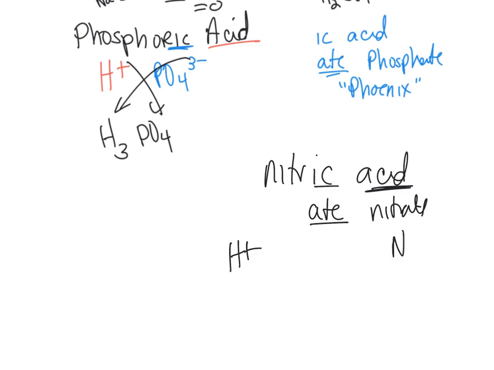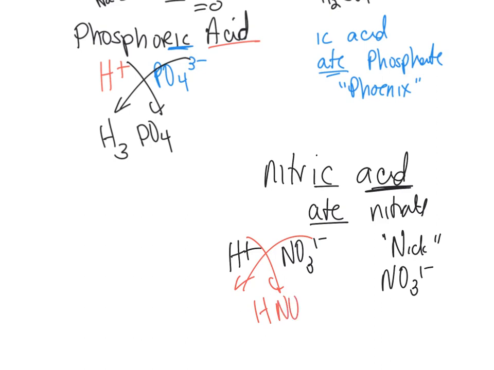That would be from nitrate, and that is NO3 1 minus. And so then when you do your crisscross, HNO3. So that is nitric acid. Nitric acid. Now, you also need to know your ous acids.